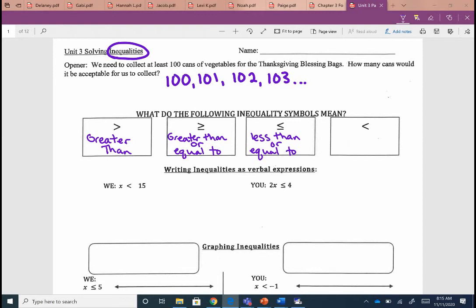And then that last box, what happens if I take away that line underneath? What's that last symbol going to be for us? We took the line away. What happens when we take the line away? What's our pattern going up there? It's just a plain less than.